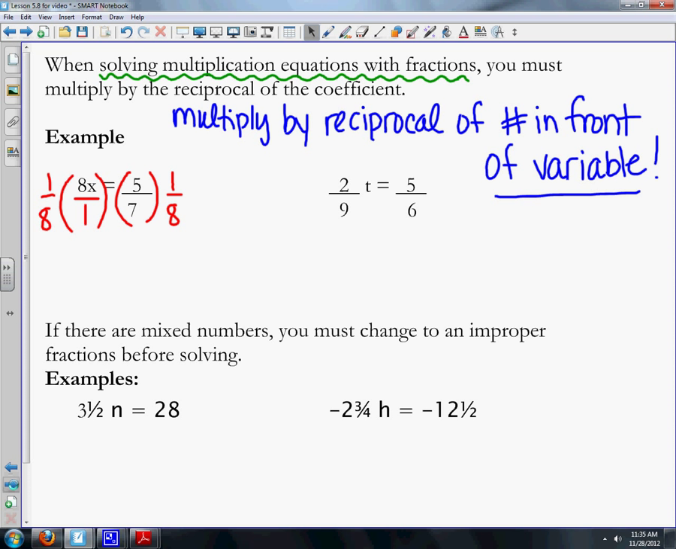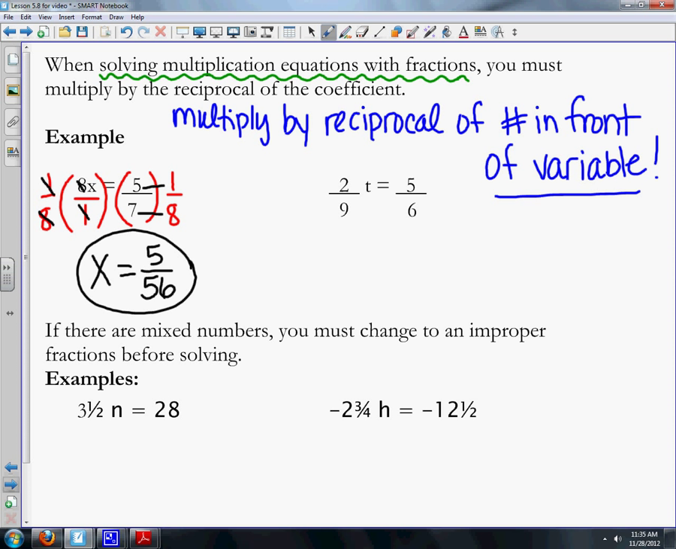Now, when you do that, the 8 over 1 and the 1 over 8 cancel out, and you're left with just x. Here, I just go straight across. 5 times 1 is 5, and 7 times 8 is 56. And then you're done. So x equals 5 over 56.